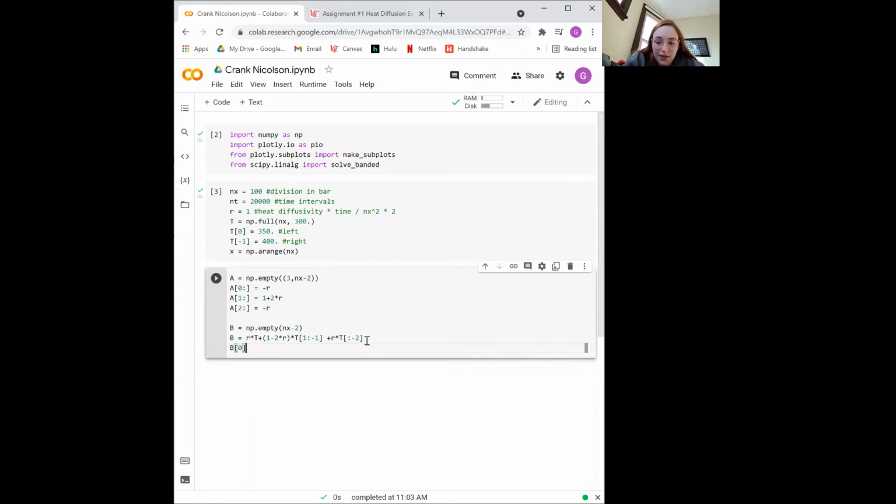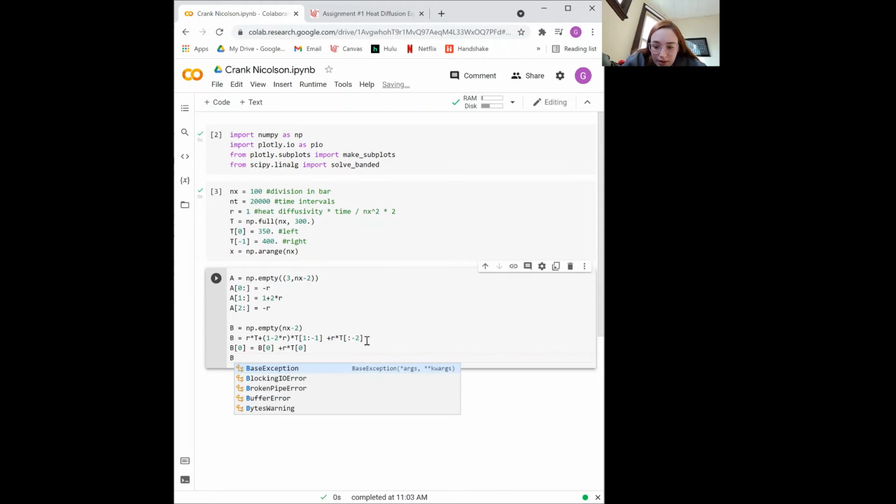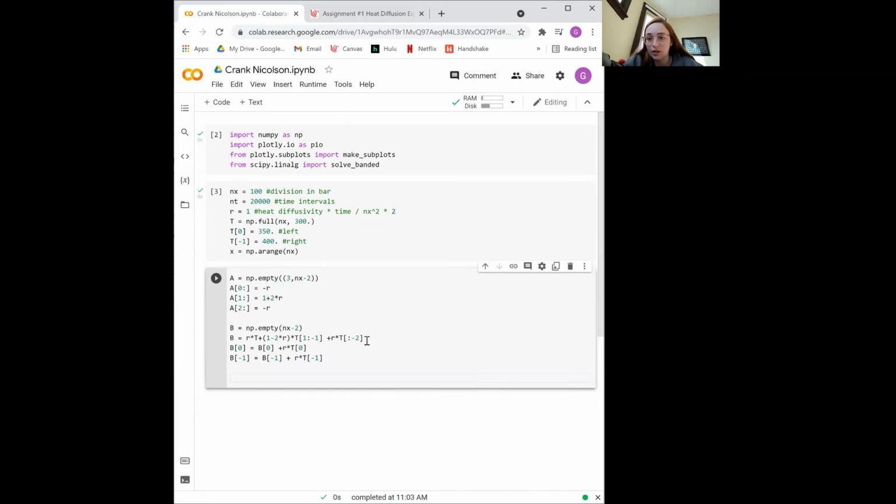So b initial is equal to b initial plus r times capital T initial. And then b negative 1 is equal to b negative 1 plus r times T of negative 1, and these values are those initials, the 350 and the 400. Since those aren't changing, they weren't in this area, so we have to account for them somewhere.